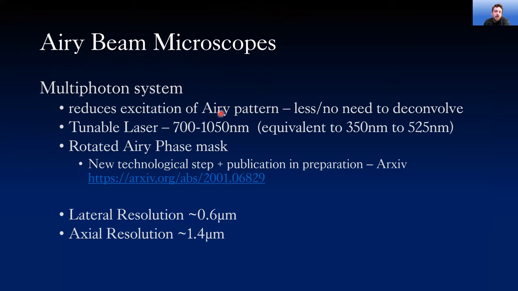Multi-photon illumination with Airy beam configuration actually really reduces the effect of the Airy pattern, to an extent that you don't really need to do the post-processing to obtain the outcome. This is equipped with a tunable laser, as most multi-photon systems are, so equivalent in visible to about 350 to 525. It uses a slightly different phase mask for the Airy beam formation, which is something that we've just prepared for a preprint, a publication that's come out of this collaboration with M2.